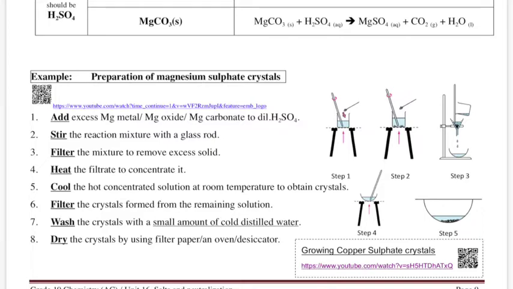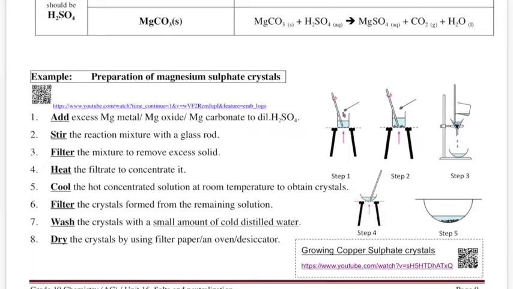So first we heat the filtrate to concentrate it. Okay, so we try to evaporate the excess water in this filtrate. Okay, so filtrate is the thing that we are left with after filtration. So down the bottom, the solution we have here is called the filtrate. So we evaporate the excess water and get a concentrated filtrate here.